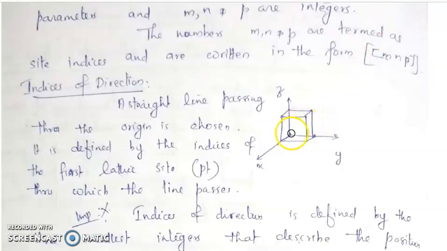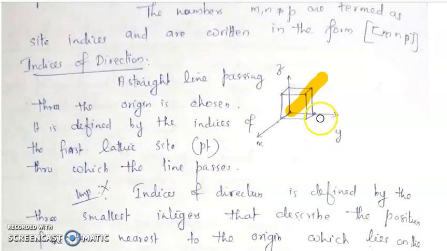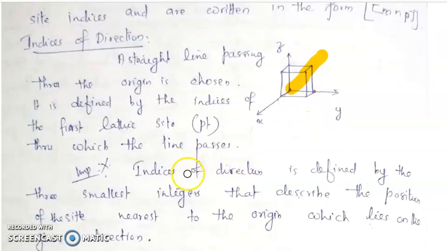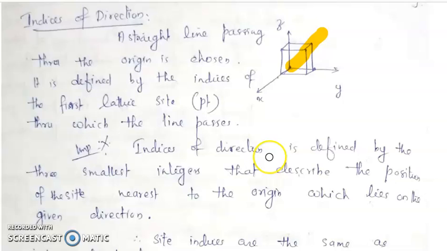So this is the origin, and you can draw a line here. This is the first lattice point through which the straight line passes. So the indices of that lattice point are the indices of direction. That is, the indices of direction are defined by the three smallest integers that describe the position of the site nearest to the origin which lies on the given direction.